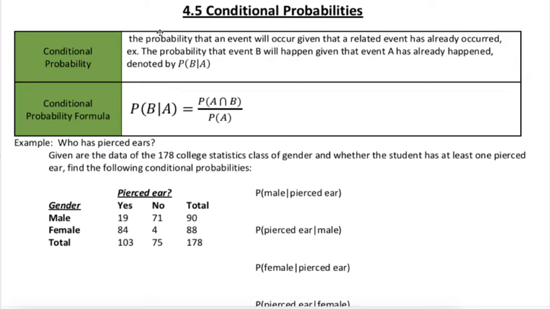A conditional probability is the probability that an event will occur given that a related event has already occurred. For example, the probability that event B will happen given that event A has already happened is denoted by P(B|A). This is pronounced B given A. So we're trying to figure out the probability of B knowing A's already happened.